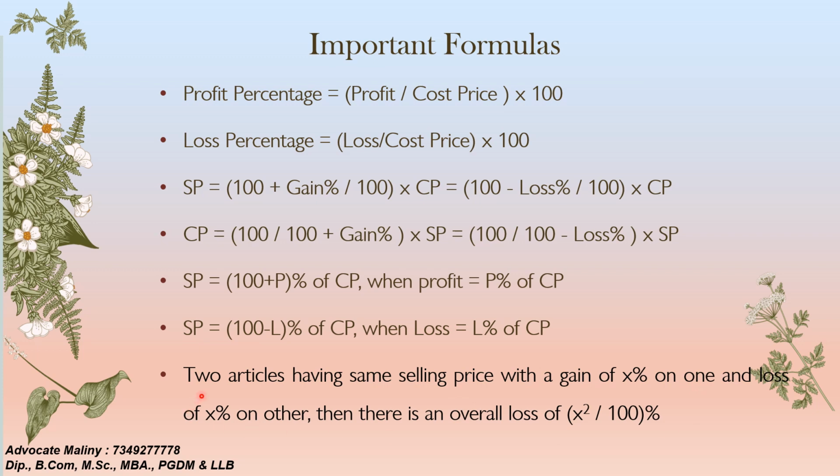This is a special formula. Two articles having the same selling price, with a gain of X percentage on one and loss of X percentage on another, then there is an overall loss of X squared divided by 100 percentage. Further on in the questions, you will understand.